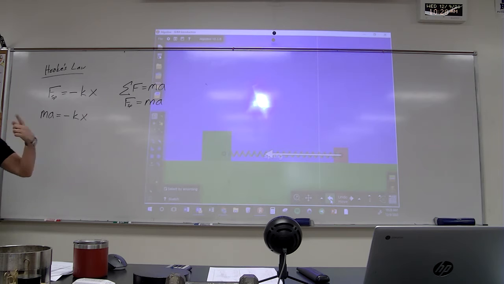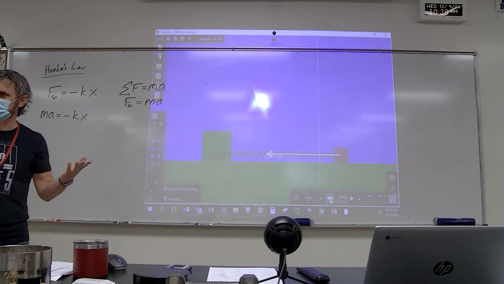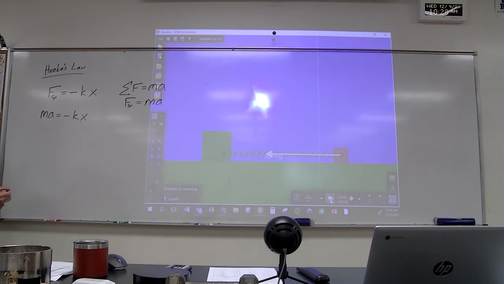k, if you remember, is the spring constant. It's just a number that measures the stiffness of a spring. Its units are newtons per meter, so it tells you that if you stretch it a certain distance, how many newtons of force you get per meter of stretch. All right, this is a differential equation.